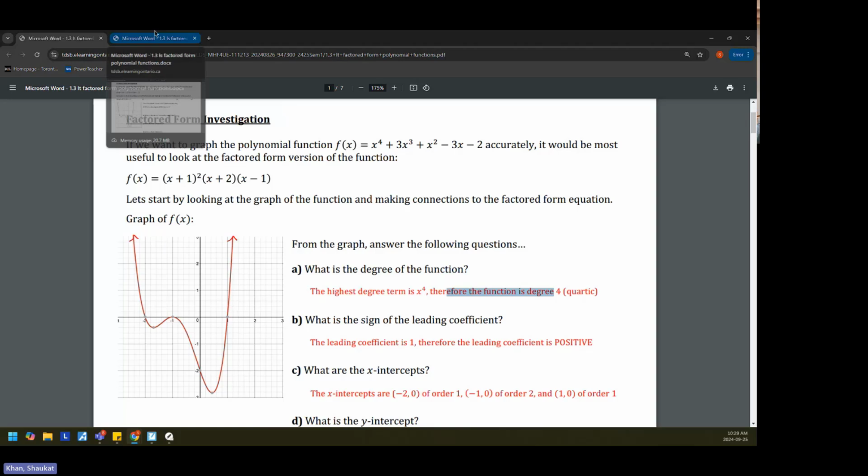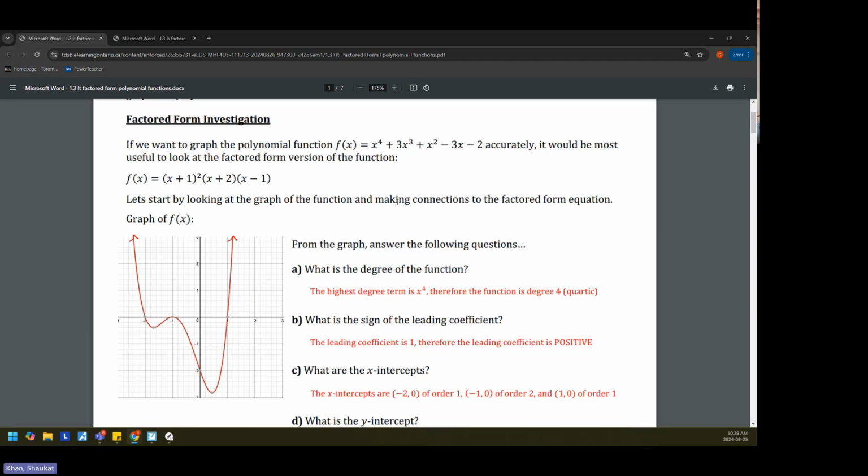What's the leading coefficient? Once again, we will look just at the coefficient. Leading coefficient is 1, therefore the leading coefficient is positive. X-intercept, what are the x-intercepts? Well, we know the x-intercepts are -2 and 0, -1 and 0, and then 1, 0. So there's 3 x-intercepts, sorry. But there's some differences between the x-intercepts, and that's the order of the x-intercept.